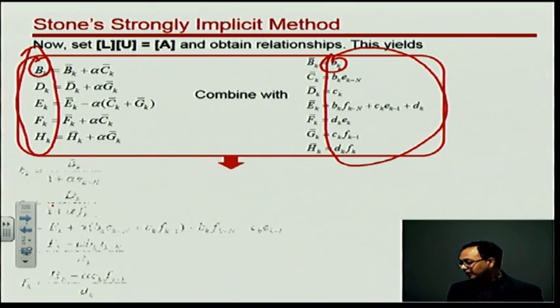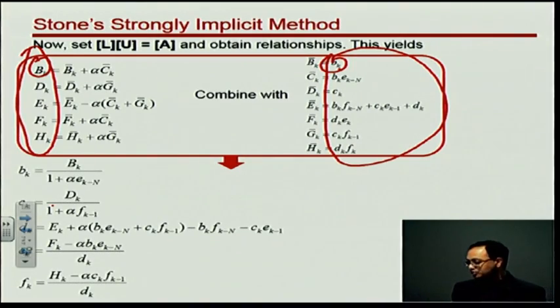So if you combine those two, here are the expressions you come up with. You see, this is all the small letters expressed in terms of the big letters. The big letters are the coefficients of your original matrix. The small letters are the coefficients of your L and U, which is the approximate factorization.